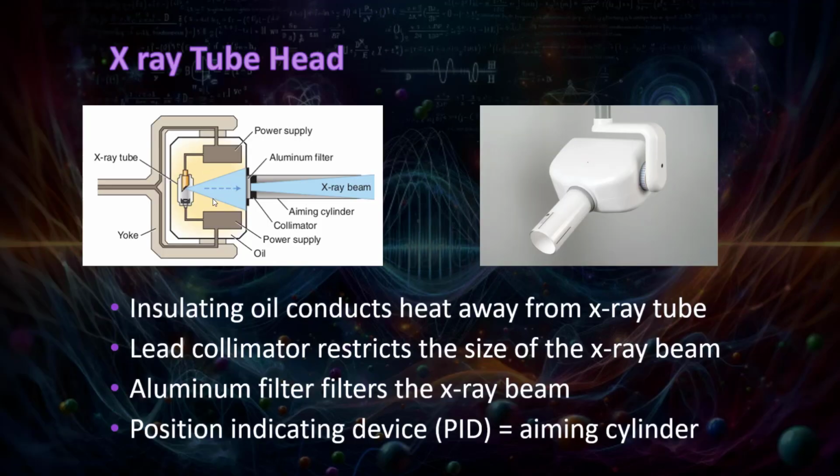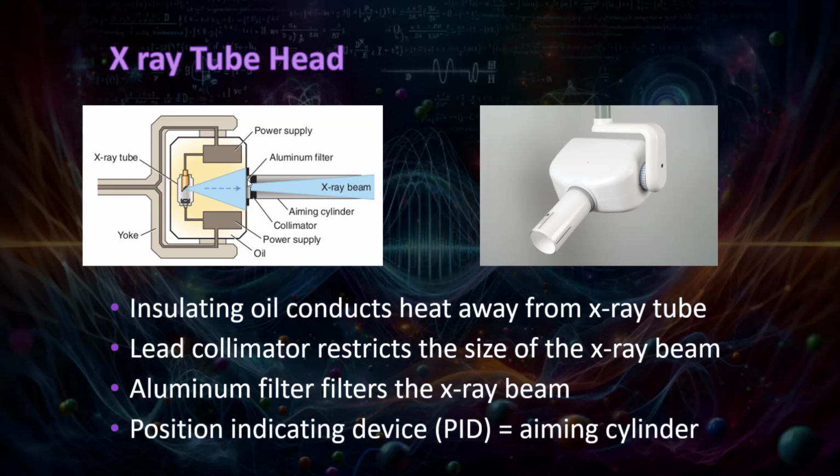Alright, and here's the X-ray tube head. As we said, insulating oil conducts heat away from the X-ray tube. The lead collimator, we said this is all encompassed in lead, but then specifically where the X-ray beam comes out, there is a lead collimator to really reduce that X-ray beam to the exact size that you want, which then exposes through the patient to the sensor or the film. So that lead collimator restricts the size of the X-ray beam.